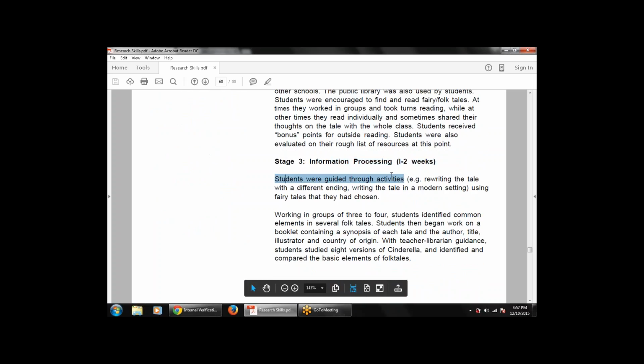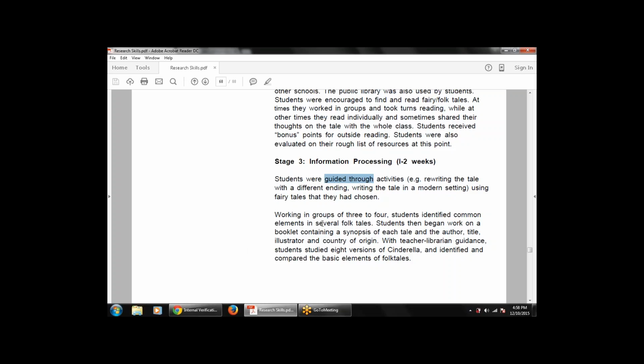Students were guided through activities, for example rewriting the tale with a different ending, and writing the tale in a modern setting using the fairy tales that had been chosen. That is, the students were guided through the various activities to process the information, and the various activities for writing the tale in a modern setting using the fairy tale that they had chosen.